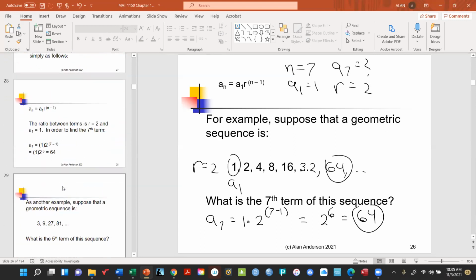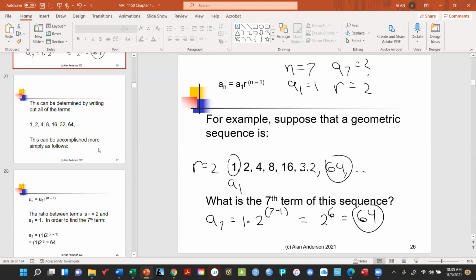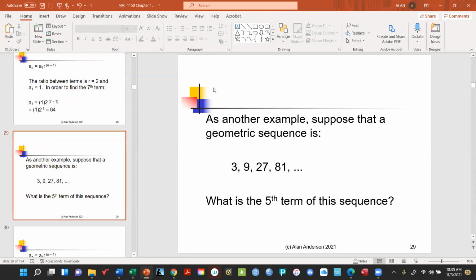Now let's try another one. So I'm going to copy this formula so you can see what we're doing. And what I'd like you to do is, you can multiply, but I'd like you to use the formula to figure out what is the fifth term of this sequence. Just to get a little practice.